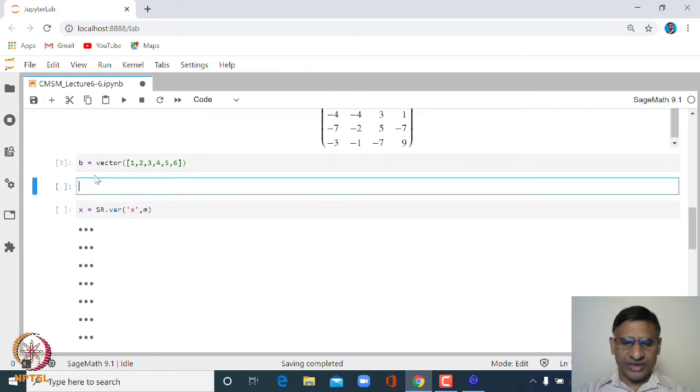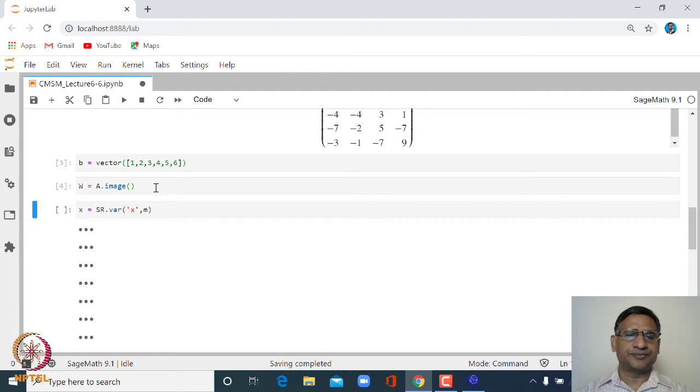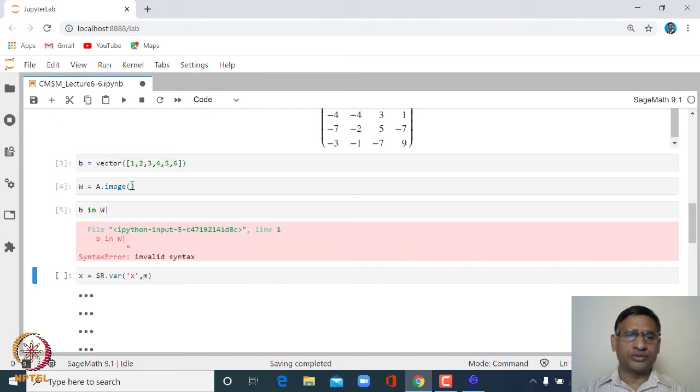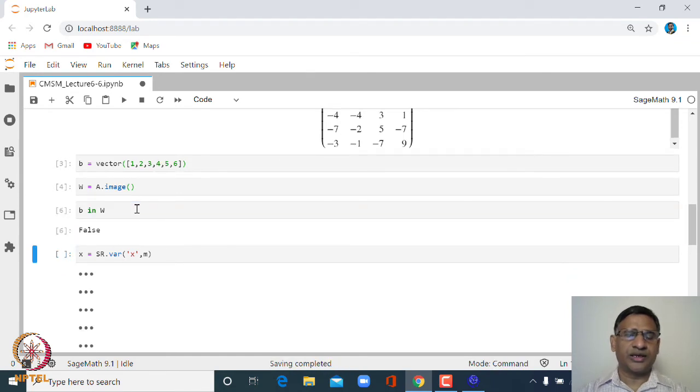You can define, let us say, W equal to A dot image, which is the same as saying the column space of A. Now we can check whether B is in W. The answer is not true. So B does not lie in W. So now we can ask for the least square solution of this Ax equal to B.